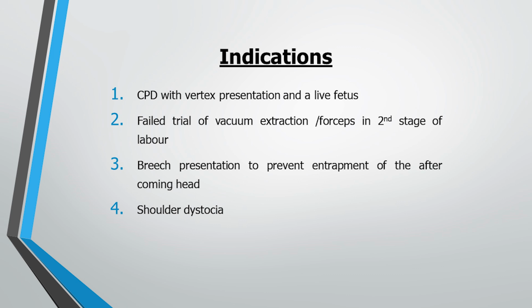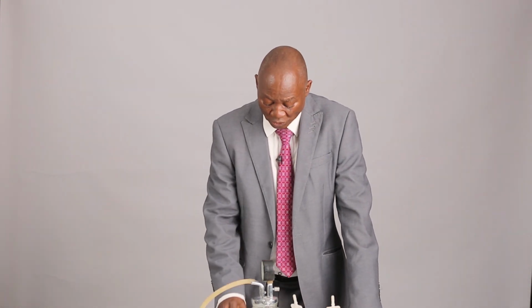Again, in breech presentation to prevent entrapment of the after-coming head. It can also be done in shoulder dystocia. Again, CPD, cephalopelvic disproportion, is an indication. Failed trial of vacuum extraction, forceps, breech presentation to prevent entrapment of the after-coming head, and shoulder dystocia.